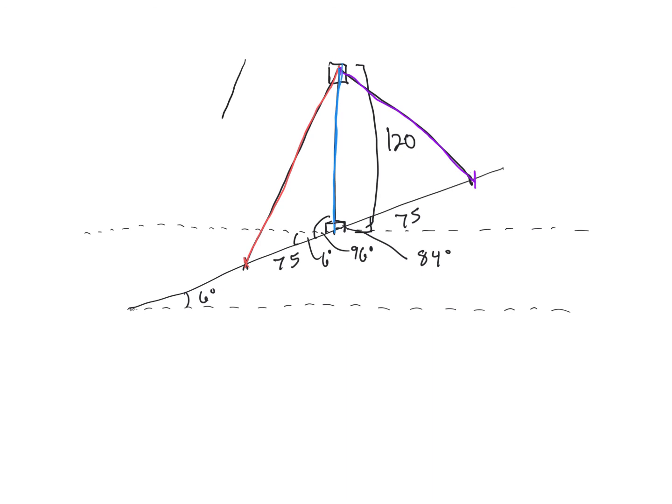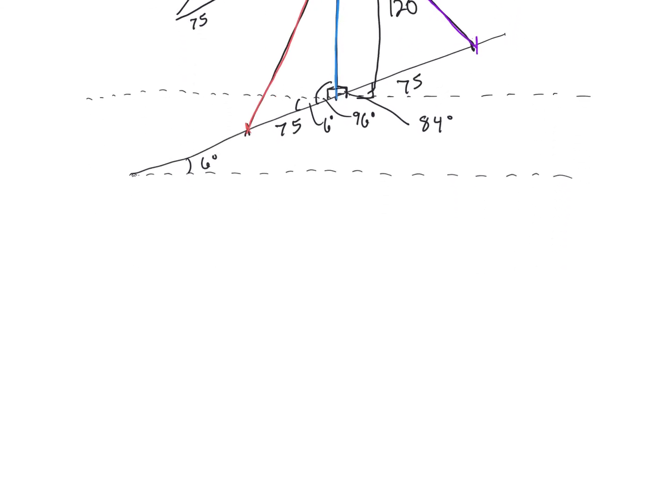If I draw a representative of that angle here, this is 96 degrees. I have 75 here. I have 120 here. I slanted it. And this would be 84, and then this would be 75. So those are the two triangles that I have using this. So let's find the longer one, the red ones.